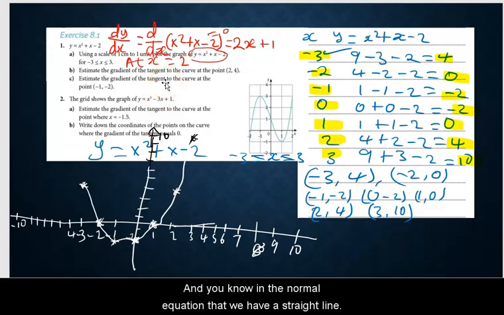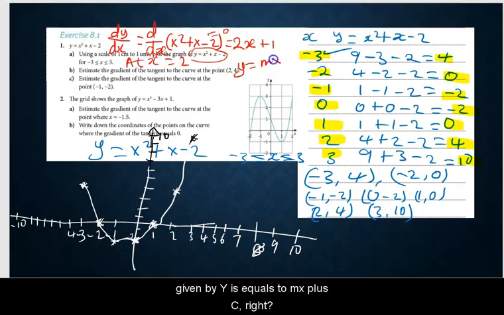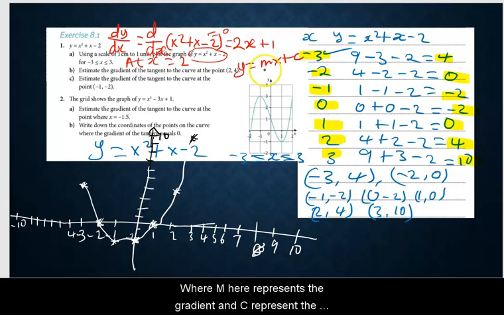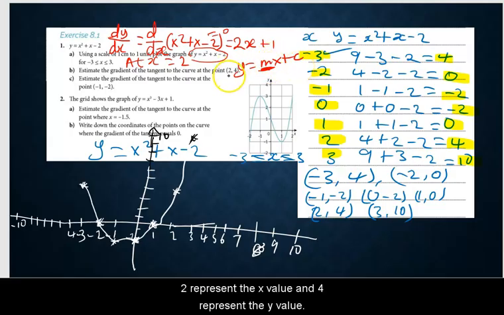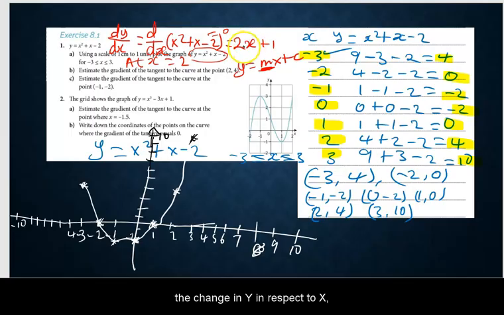And you know, in the normal equation of a straight line, we know that the equation is given by y equals mx plus c, right? Where m represents the gradient and c represents the y-intercept. And in our case, we are given (2, 4). 2 represents the x value and 4 represents the y value. So you take 2 in the differentiation, the change in y with respect to x, which we got to be 2x plus 1.